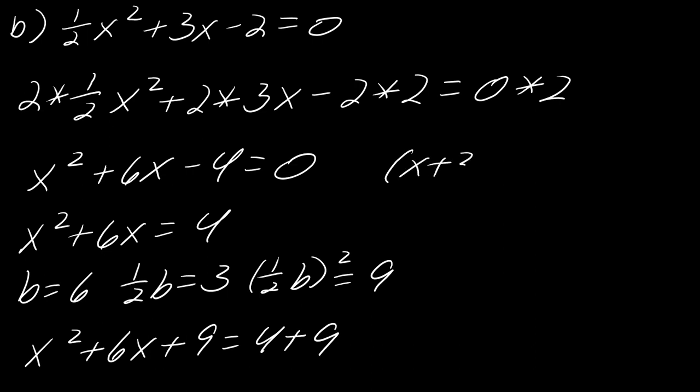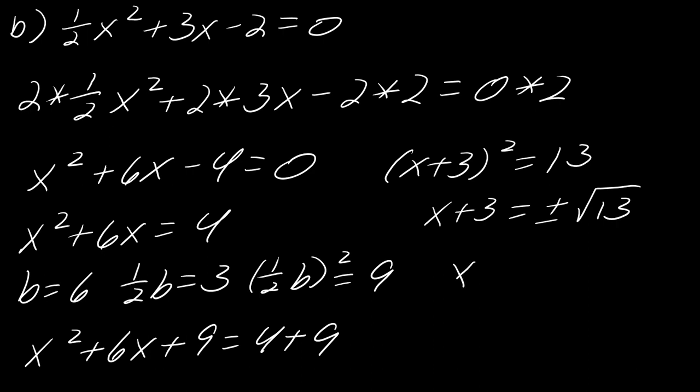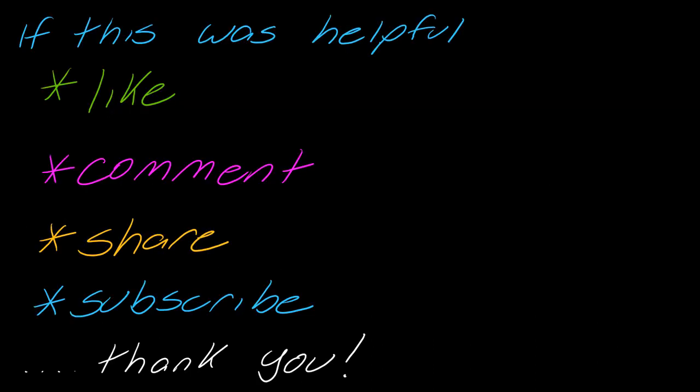And so then this is going to factor x plus 3 squared equals 13. So I'm going to have x plus 3 equals plus or minus the square root of 13. So this is x equals negative 3 plus or minus the square root of 13. Okay, and so that concludes this lesson on completing the square.